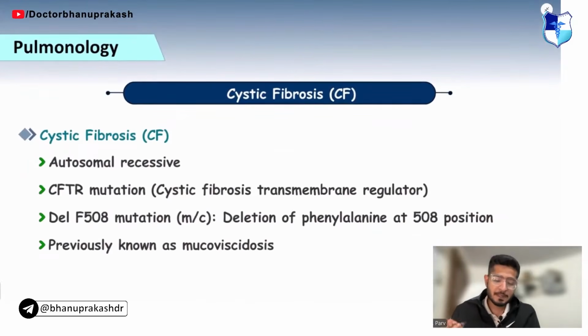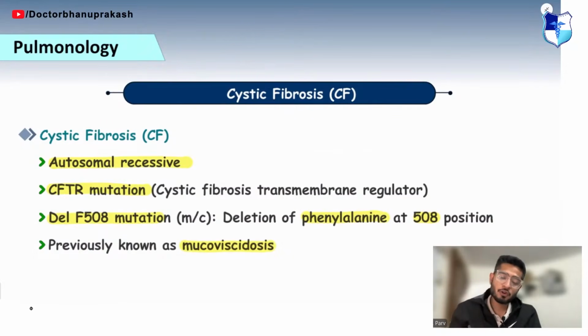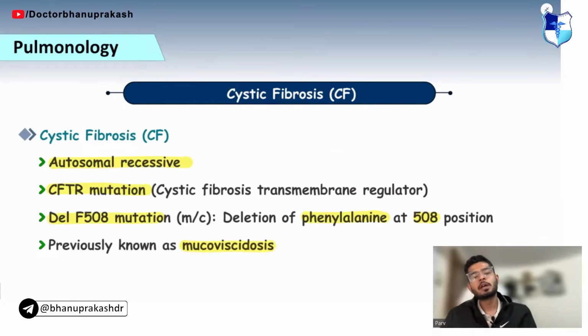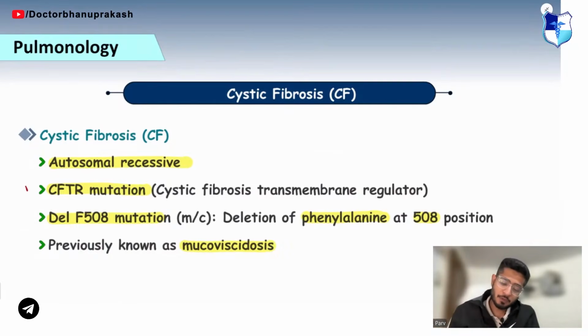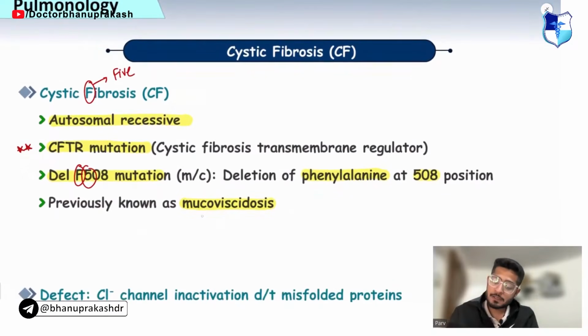Okay, autosomal recessive. This thing I think I have already discussed, that cystic fibrosis is autosomal recessive. CFTR gene mutation, deletion of F508 mutation. F is phenylalanine at 508 position, and it was previously called mucoviscidosis. Mucoviscidosis is actually, what does this mean? That there will be lots of mucus which will be accumulated. Okay, so just quickly understand, CFTR mutation, this is important. Then F is important, F for phenylalanine also, F for 5 also, so 508 is going to be the case. And mucus is so much.